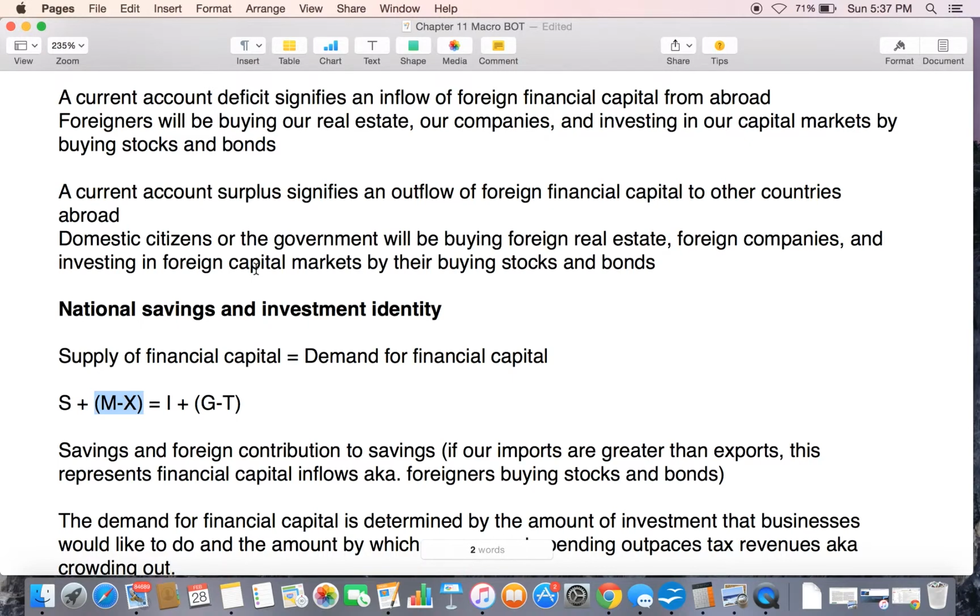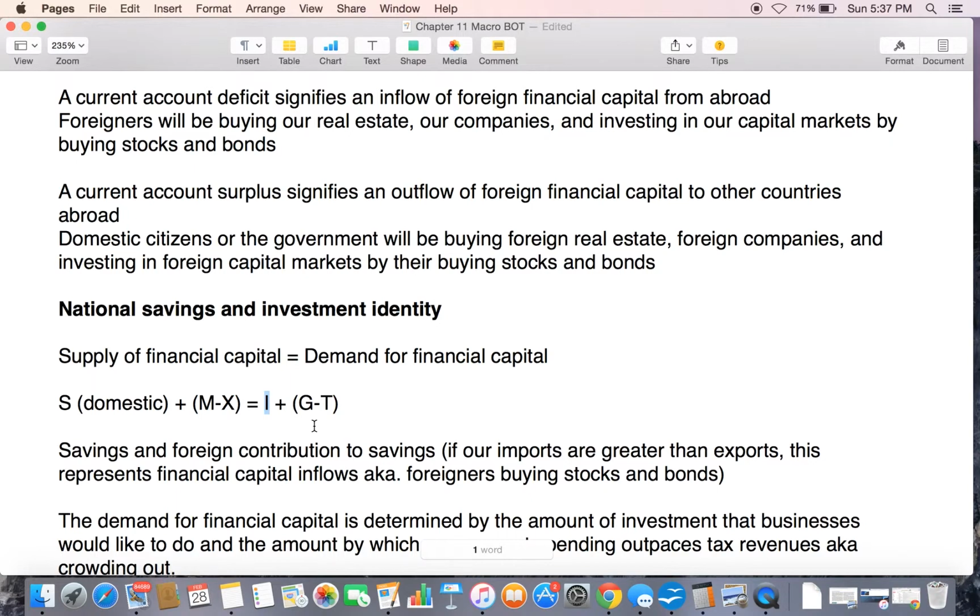This would represent an inflow of financial capital, and savings would represent the domestic supply for financial capital. An inflow of financial capital is a supply of capital, and the domestic supply of capital comes in the form of savings. So when we have savings and an inflow of foreign financial capital, that demand is met by the demand that comes domestically for domestic investment.